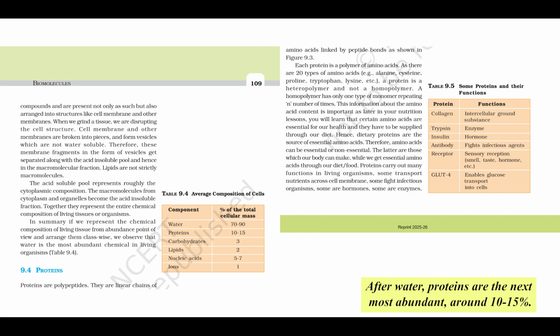After water, proteins are the next most abundant, around 10–15%. Then nucleic acids at 5–7%, carbohydrates around 3%, lipids about 2%, and finally inorganic ions making up about 1%. Knowing these relative percentages is also important.